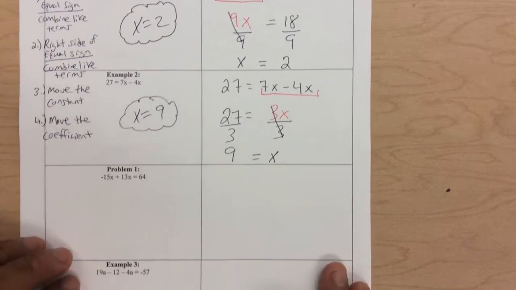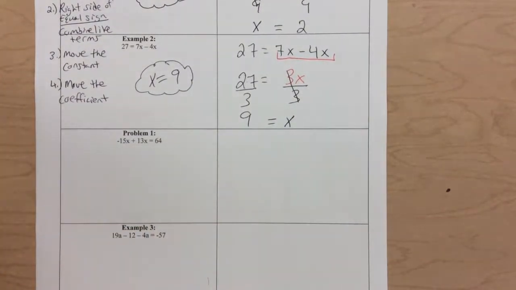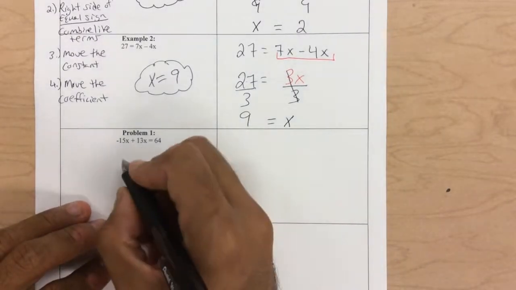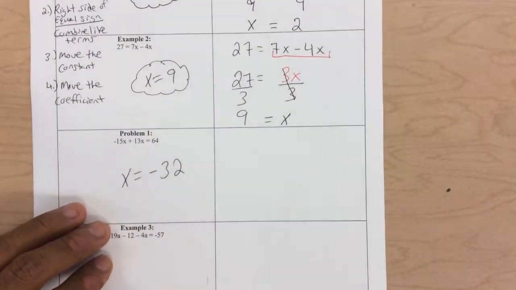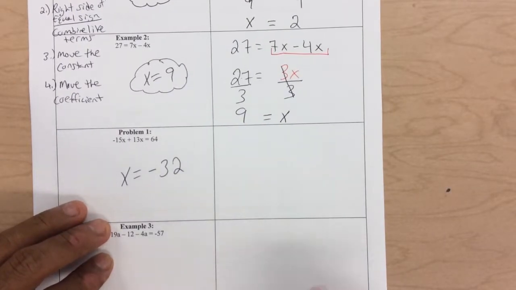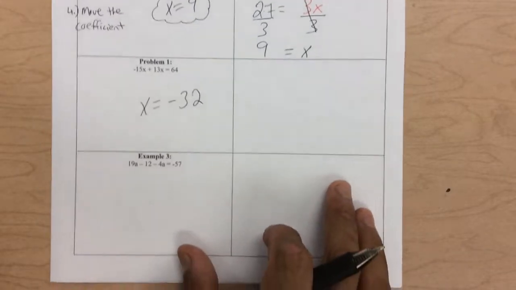Okay. Now, at this moment, go ahead and pause the video so you can work problem number 1 on your own. Now the answer for problem number 1 is x equals negative 32. If you have any questions about that problem, please do not hesitate to ask me the next day in class. Moving on to example 3.